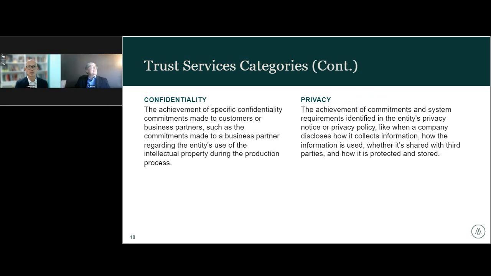Confidentiality. This is related to this achievement of specific confidentiality commitments made to customers or business partners, such as the commitments made to the business partner regarding the use of, again, intellectual property, patents, confidential data that you need to manufacture their product to their specification.